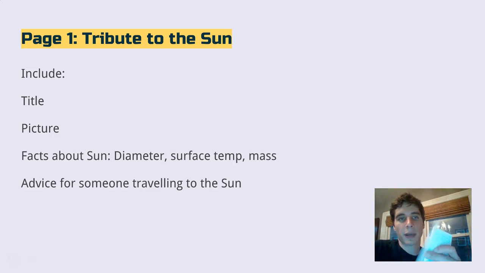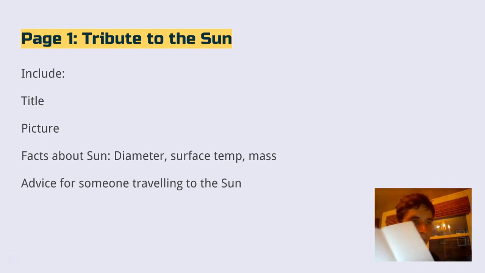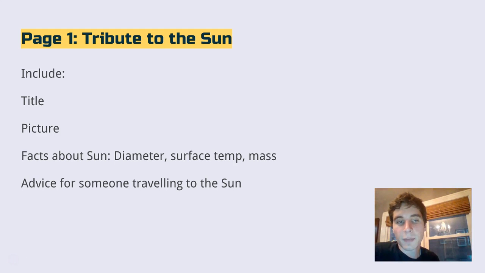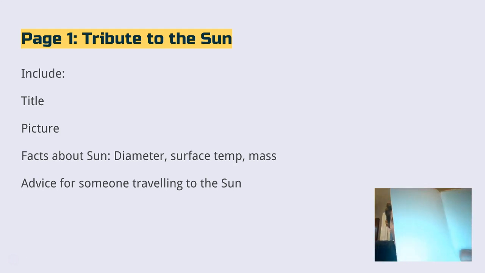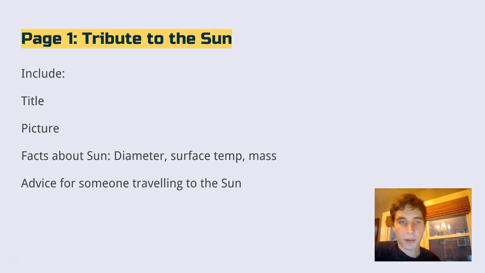Okay, page one then. After you've got your title page, page one is going to be about a tribute to the sun. You can title it whatever you want, but it needs to have a title. It needs to have some sort of picture and then some facts about the sun, which include the diameter, the surface temp, and the mass of the sun. And then some advice, maybe a small paragraph or a few sentences at the bottom, some advice for someone who's going to travel to the sun. Again, this is the Hitchhiker's Guide, so it's not going to be very useful if we don't have any advice for the hitchhiker. Within that page then, give them a couple pieces of advice if they're traveling to the sun.